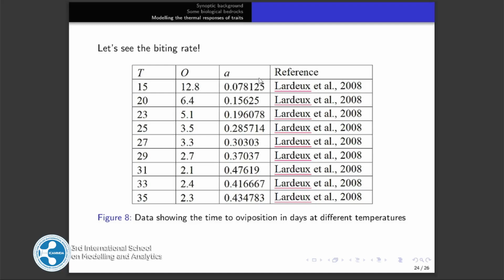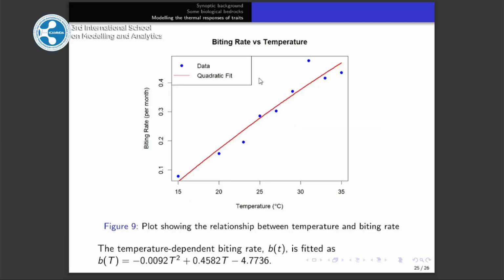Maybe that will be shared later. But how do we capture that? We capture that using a quadratic fit. This may look like a straight line, but in the real sense, it's not actually a straight line. It's coming from a quadratic function. So this just happened to be almost like the straight part of that quadratic function. Are we together now? All right. So this shows the relationship between temperature and biting rate, and this is the function for the biting rate.